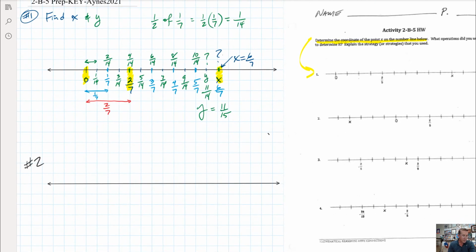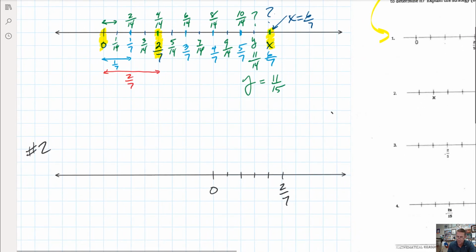So now let's come over here, place 0 somewhere in the middle here, and instead of going 4 units to the right, let's change it up a little bit. Let's go 5 units to the right, because that's going to change everything. Let's go 1, 2, 3, 4, 5 here, and let's plot 2/7 here. Okay, so now we have a different scenario, because now this is 5 units to the right of 0 and not 4. So this is a different problem.